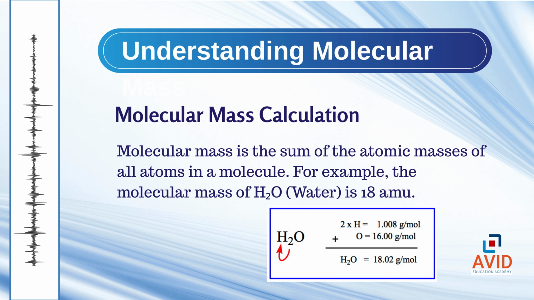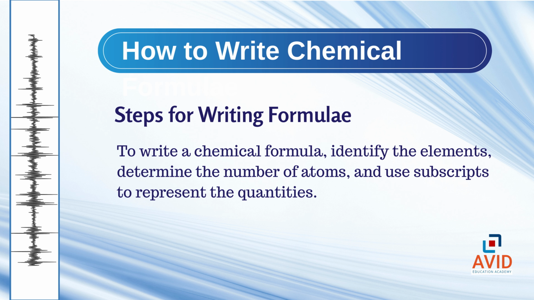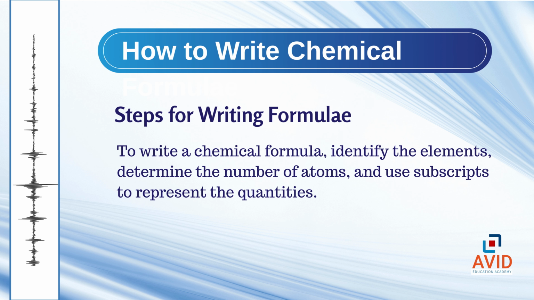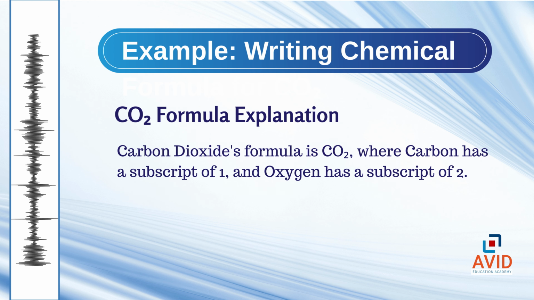Now that we understand atomic and molecular masses, let's talk about chemical formulae. A chemical formula represents the elements in a compound and their relative proportions. To write a chemical formula, follow these steps. Identify the elements in the compound. Determine the number of atoms of each element present in the compound. Use subscripts to represent the number of atoms of each element. For example, let's write the chemical formula for carbon dioxide, CO2.